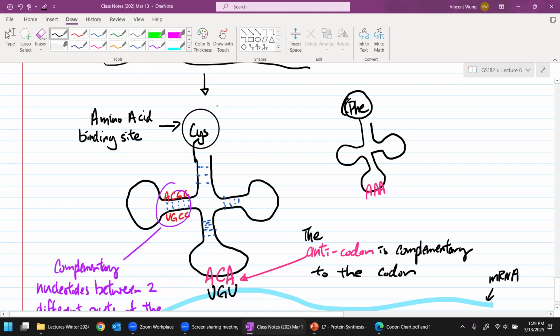So again, every tRNA will have its own amino acid, but whether it fits or not has to do with whether the anticodon is complementary to the codon. Copy this down first. I will give you an example to work through together.